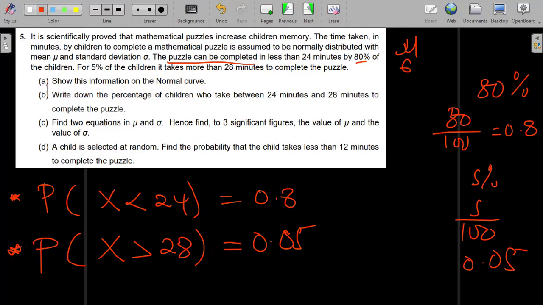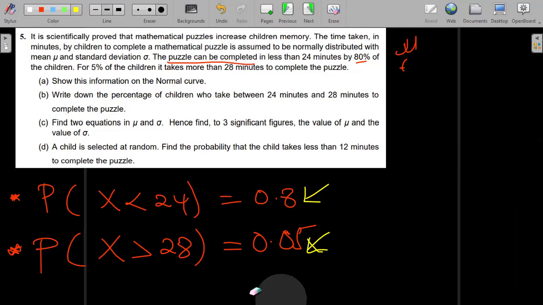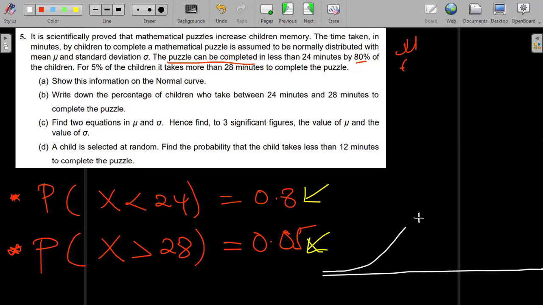So now the first question here, they're saying show this information on the normal curve. So we just have to sketch this probability and also sketch this probability. Okay, so let's do that. How are we going to sketch this? We are going to draw a bell shape like this. Okay, so in the middle here, we know that we have the mean.